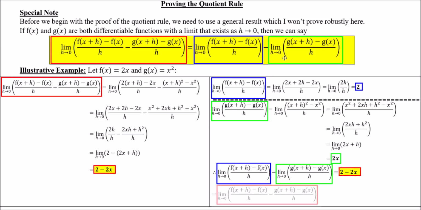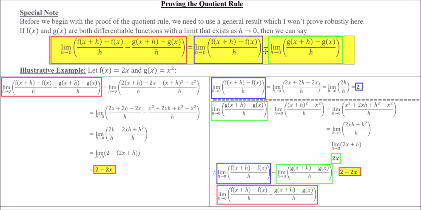So now we've got that. In other words, the green limit minus the blue minus the green limit equals the red limit. As such, we can now move on with the proof proper. So this is quite in-depth and looks worse than what it is. So just bear this in mind.